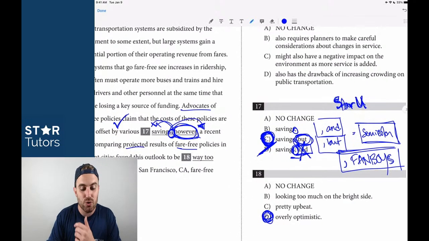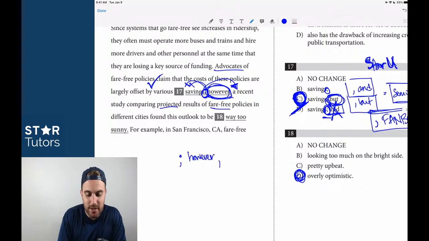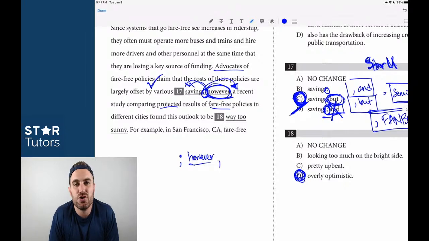Does everybody see that? You could have also put semicolon, however, right? Or, however, comma. But the word however is not a FANBOYS conjunction, so you can't use it to make a compound sentence.